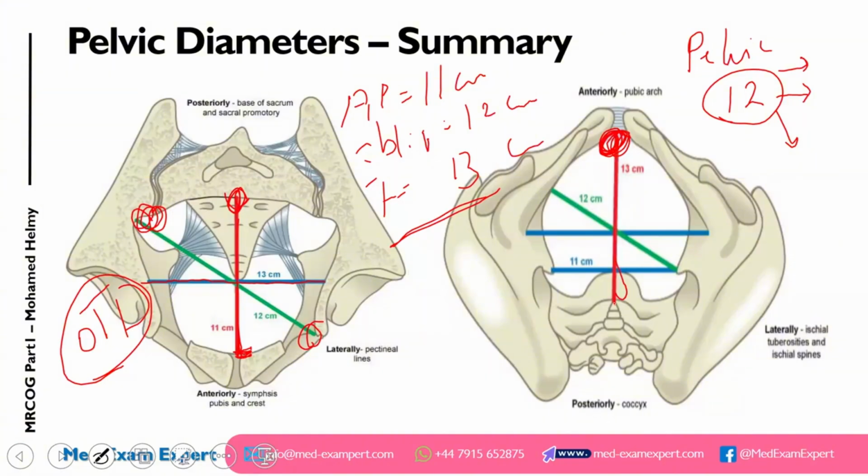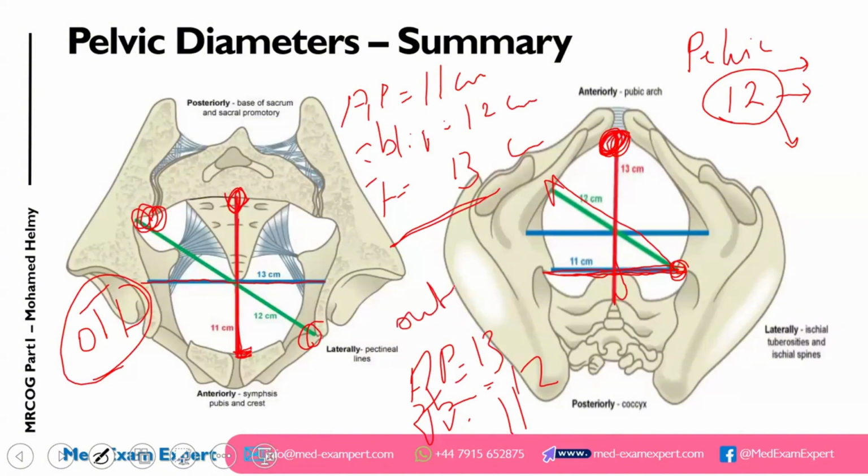Okay, this is 13, so anteroposterior equals 13. We have the transverse between the two ischial spines. We said it's 11. And we have oblique equals 12, from the ischial spine to the inferior pubic rami, 12. So for the outlet we have 3 diameters: anteroposterior, oblique, transverse, 13, 12, 11 centimeters.